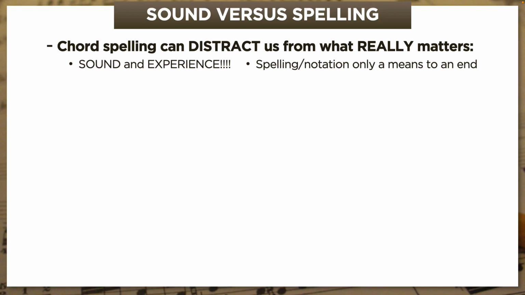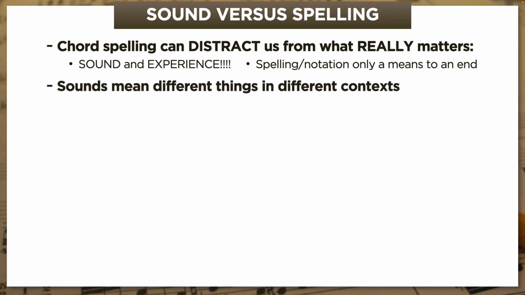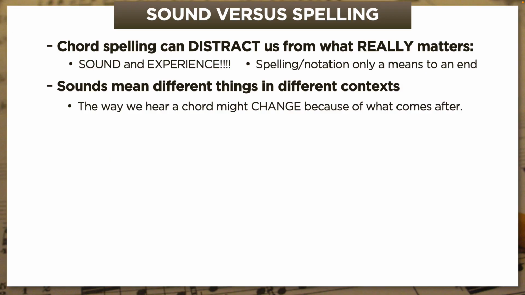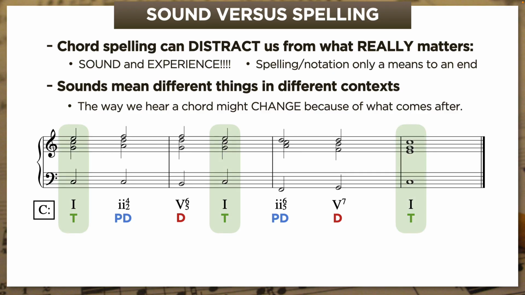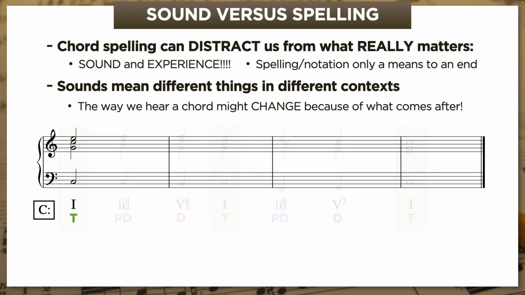Pivot chord modulations work because sounds mean different things in different contexts. More specifically, the way we hear a chord might change because of what comes after it. Here's a simple progression in C major. It has 3 C major triads, and all of them sound and feel like tonic. Now, if the next phrase starts on C, we're going to hear that as tonic too, obviously.